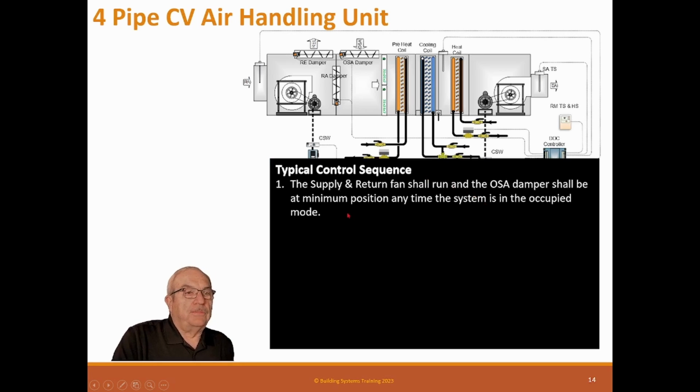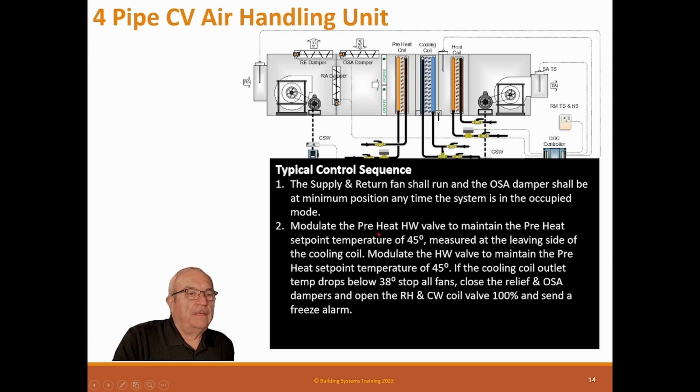Typical control sequence: supply fan, return fan on, the outside damper at minimum position. Modulate the preheat hot water valve to maintain the preheat set point temperature of 45 degrees measured at the leaving side of the cooling coil. So you realize that 45 degrees may be the set point of the cooling coil. If it gets above 45 degrees, the heating coil goes off, the preheat coil.